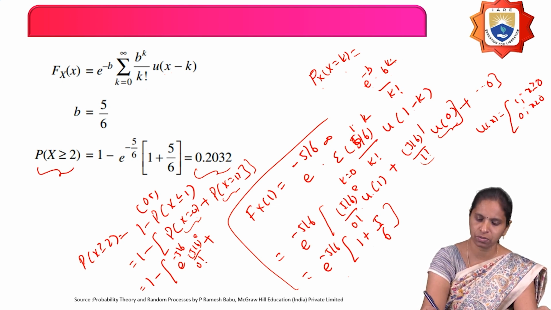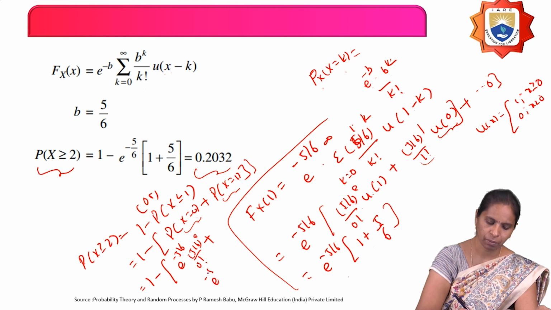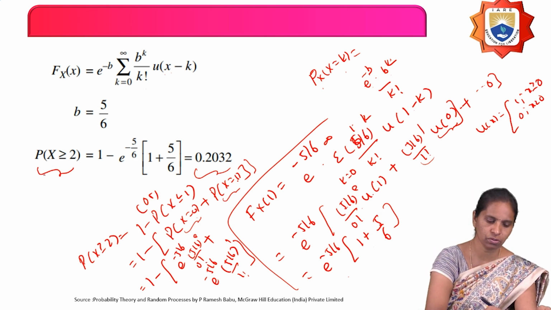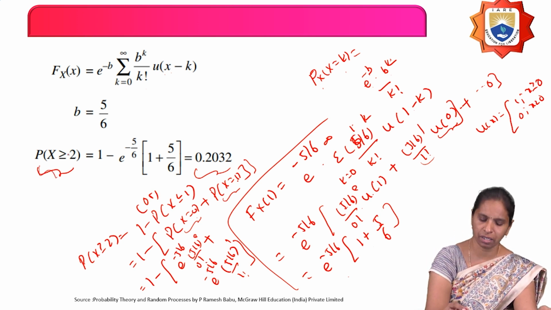So here k equals 1. And what is b value? 5 by 6. So e power minus 5 by 6 into 5 by 6 power, what is k value here? 1. So 1 by 1 factorial. So like this also you can find the probability such that no waiting line occurs at the gasoline station.